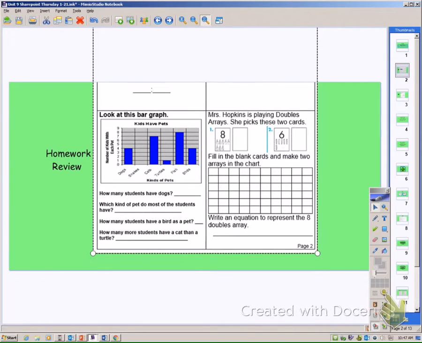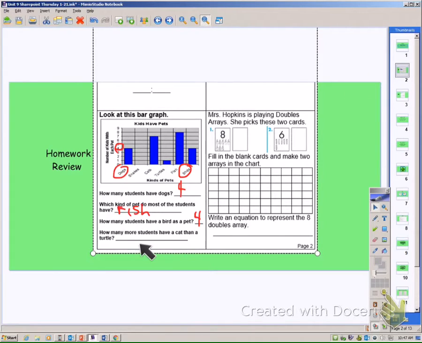Okay, so it says, how many students have dogs? So I'm going to go to the dogs, and I know that 4 students have dogs. What kind of pet do most of the students have? Most of the students have a fish. How many students have a bird as a pet? So I need to find the birds, and I know there are 5. Well, I'm sorry, there are 4.